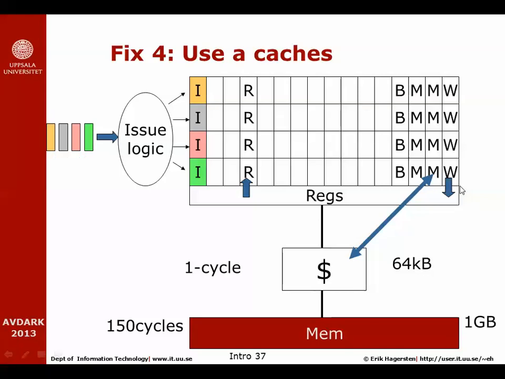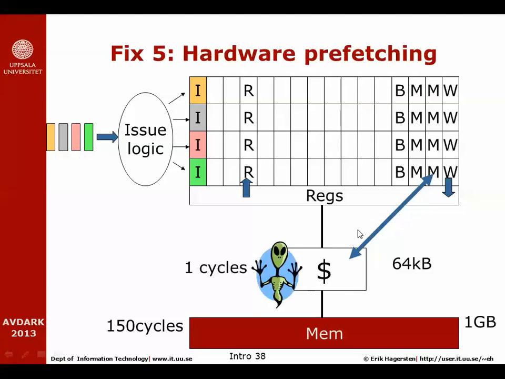Fix number 4 deals with the problem that the memory sits far, far away. And that is solved by the introduction of caches. So a cache is like a little scratch pad, a small memory, in which we can store some values that we think will be needed soon by the pipeline. We store some values that we recently have accessed in this fast but small memory called the cache, and hopefully if we access the same values again, then we can access them with a much shorter access time.